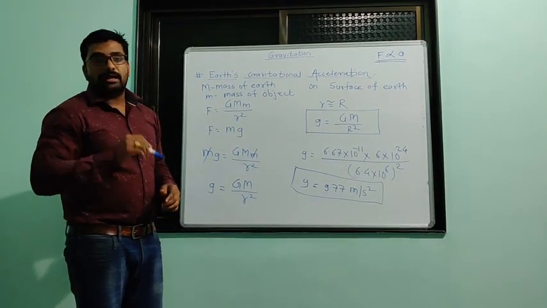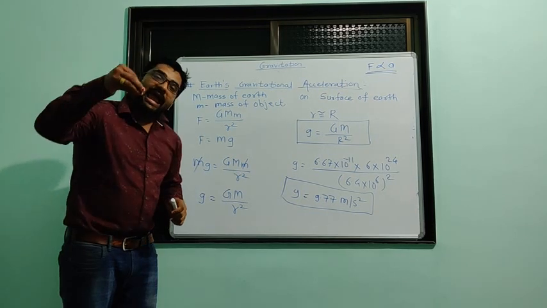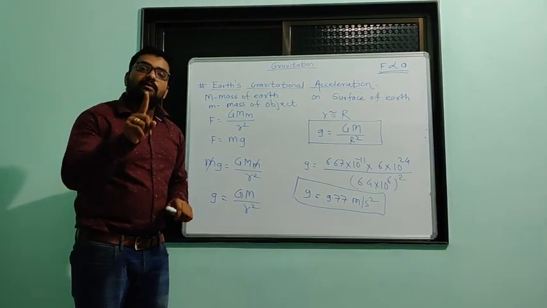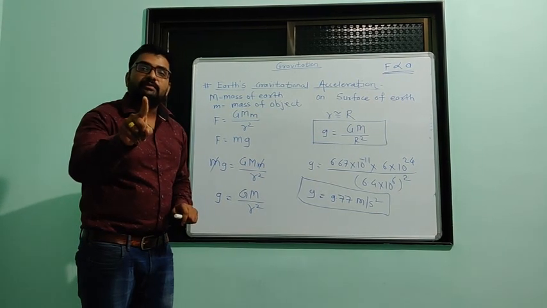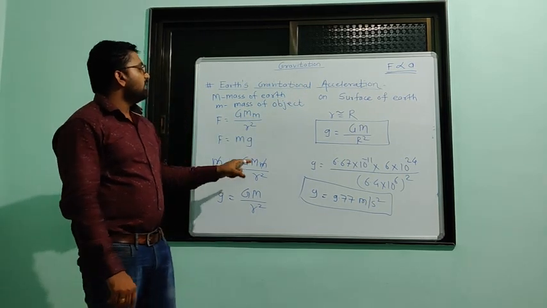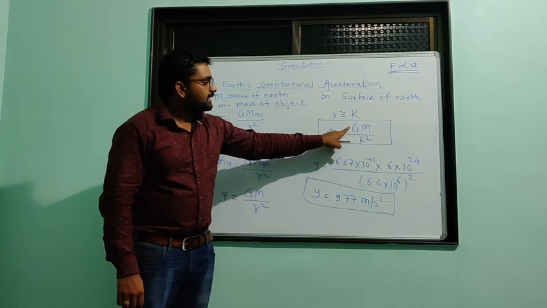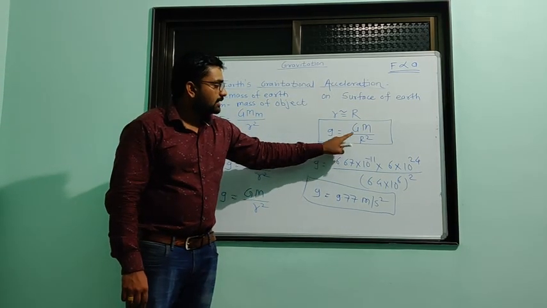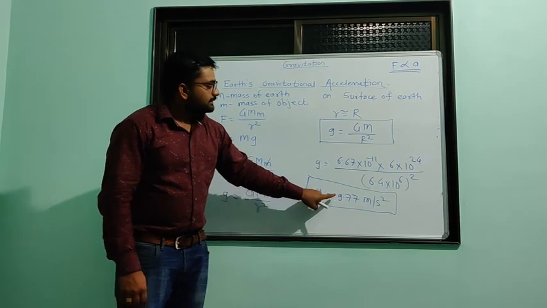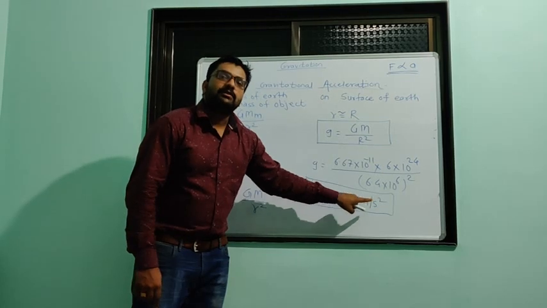Simply look at that. Earth's gravitational acceleration means the acceleration produced in an object due to Earth's gravitational force, and it is denoted by small g. The formula of small g is capital G capital M divided by R square, and its value on the surface of Earth is 9.77 meter per second square.